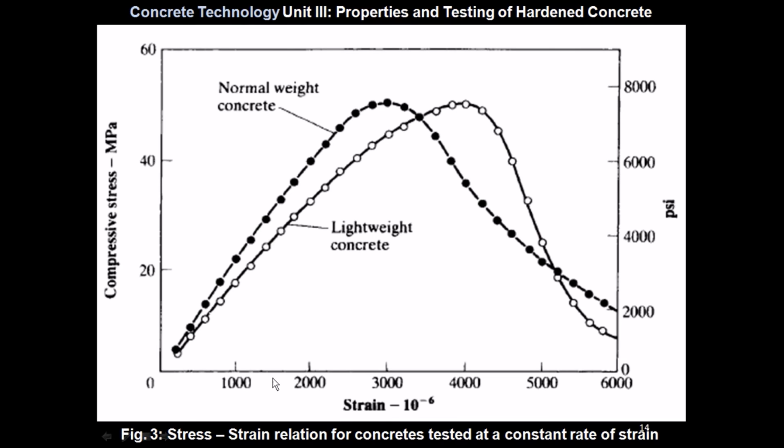So here figure 3 is showing the stress strain relationship for concrete tested at a constant rate of strain. Here the strain is on the horizontal axis, and the stress is shown on the vertical axis. The black dotted line with black circles is showing the normal weight concrete, and the other graph, the black line with white circles, is of the lightweight concrete.